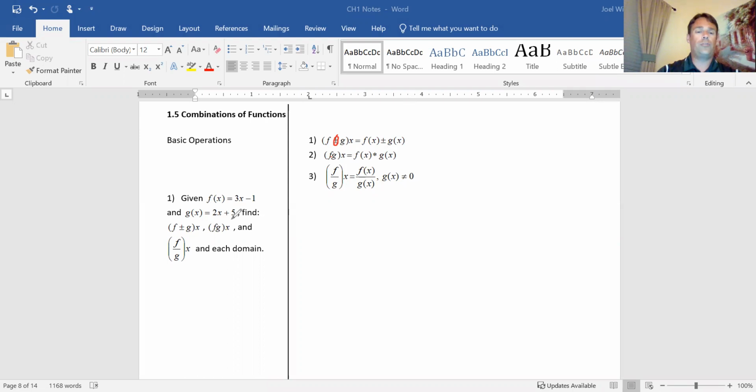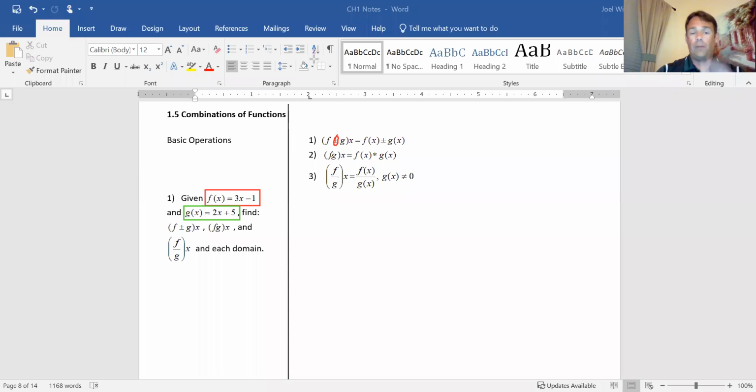What we're going to do is take two different functions and combine them. Our first function is f of x equals 3x minus 1, and our second function is g of x equals 2x plus 5. We're going to take these two functions and combine them in every way, shape, and form that we know how. So let's try that here.